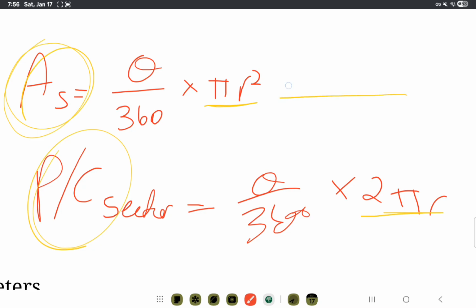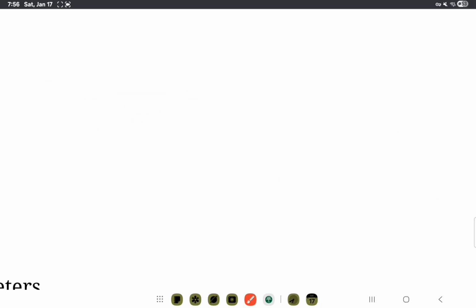If it's a semicircle, it's 1 over 2 of whatever they want, area or perimeter. And if it's 1/4 of a circle, it's 1 over 4 of whatever they want. That's everything you need to know for the circle.